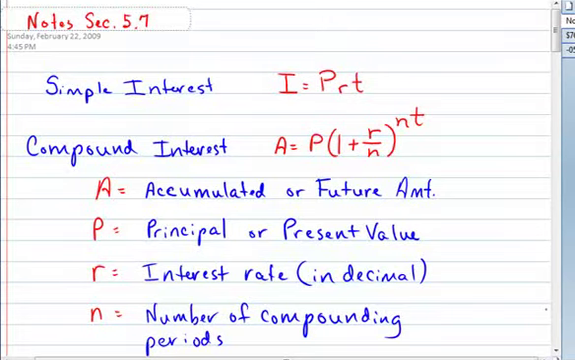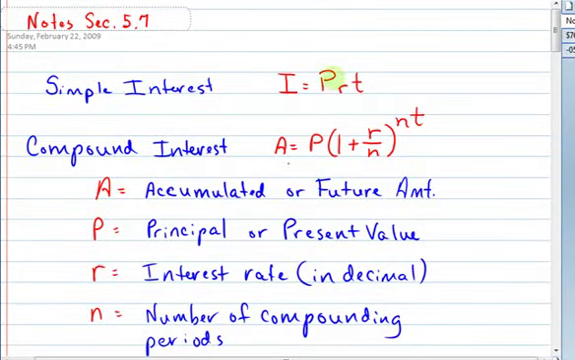Okay guys, this is section 5.7, and as I said, it's pretty easy. It's about formulas, and there are three formulas that I want you to get. Simple interest is really basic. Interest equals principal times rate times time. We don't even have any problems on that, but you do need to be aware of that formula.